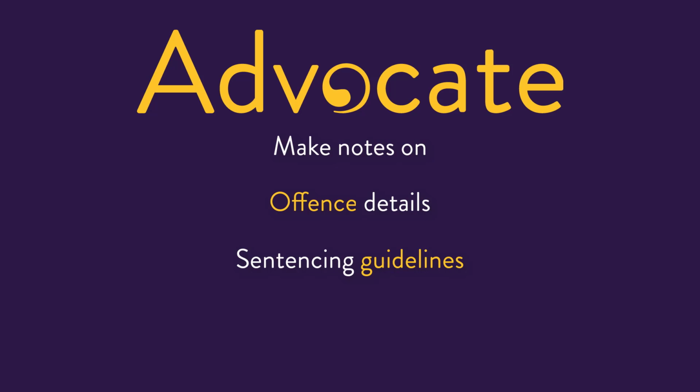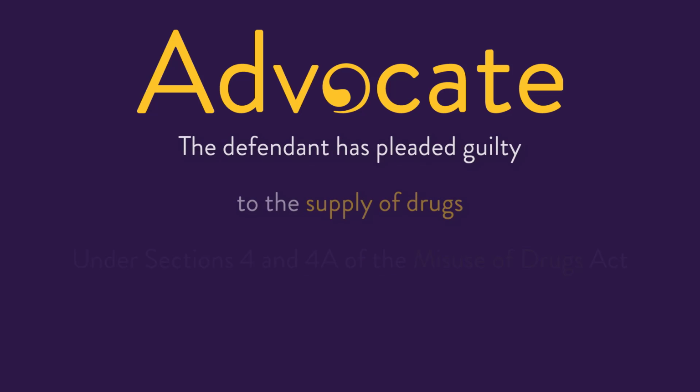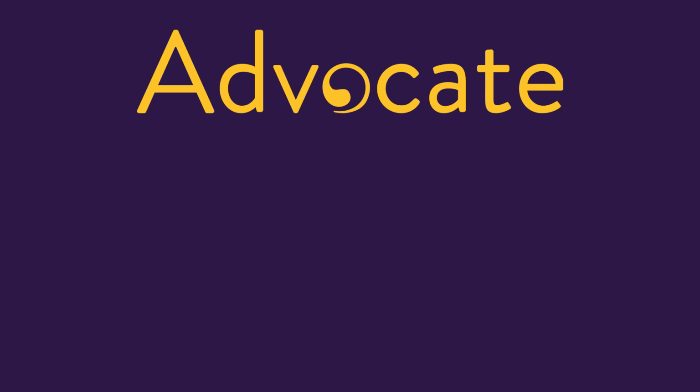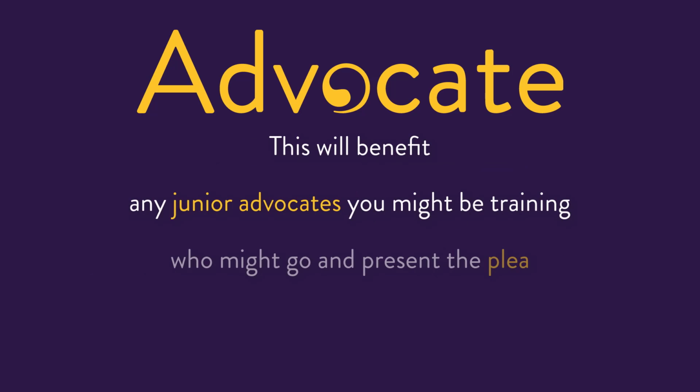In this example, the defendant has pleaded guilty to the supply of drugs under Sections 4 and 4A of the Misuse of Drugs Act. We are going to use the interactive mitigation plea screens in Advocate to prepare the sentencing hearing in advance. This is ideal for you and will also benefit any junior advocates who you might be training, who may actually go and present this plea instead of you, because it's all here combined with your experience.